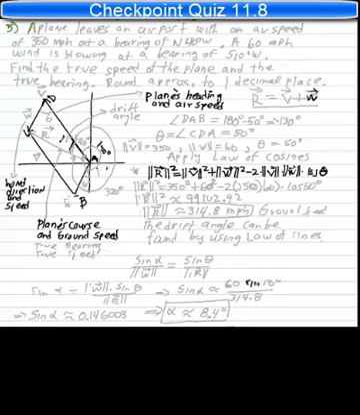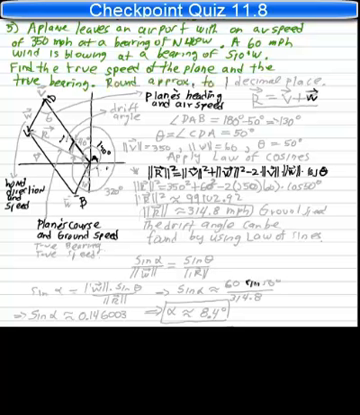A plane leaves an airport with an airspeed of 350 miles per hour at a bearing of 40 degrees west of north. A 60 mile per hour wind is blowing at a bearing of 10 degrees west of south. We want to find the true speed of the plane and the true bearing, and we want to round approximations to 1 decimal place.